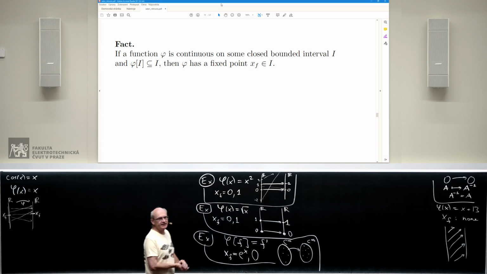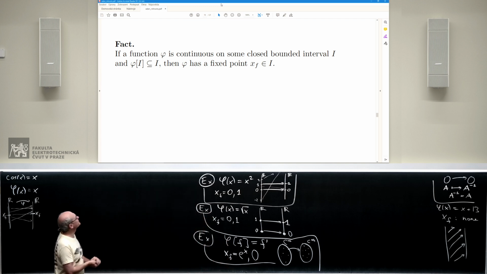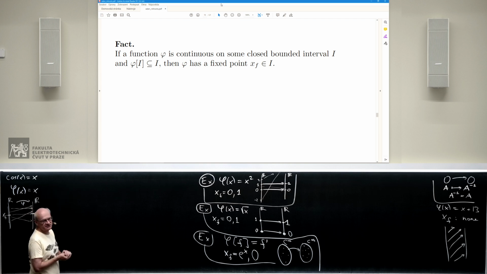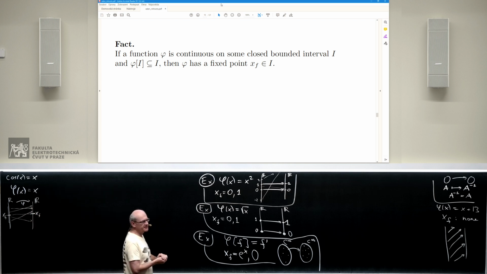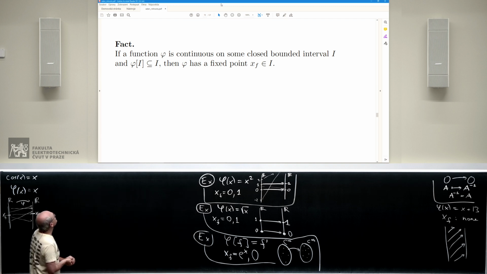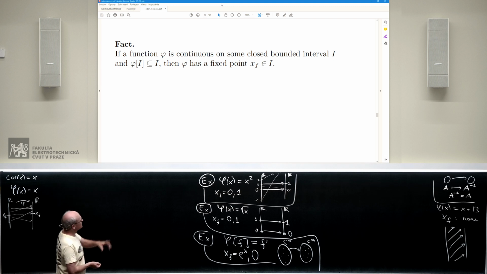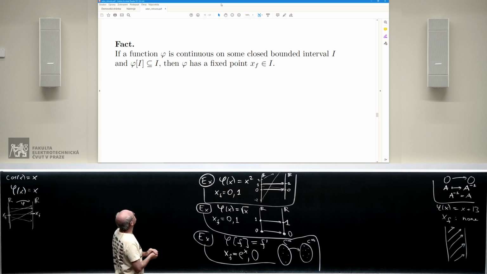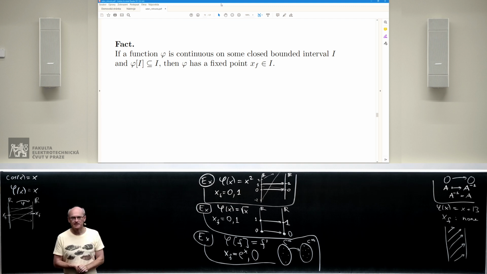Here is a very nice statement. The function is continuous on some closed bounded interval. That's an assumption because functions which are not continuous are troublesome. And it says that if the function maps a specific interval into itself, then it must have a fixed point.